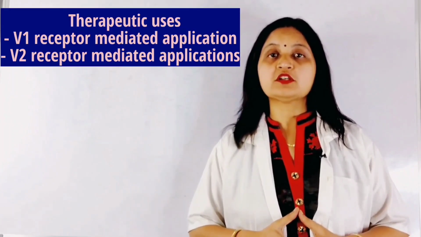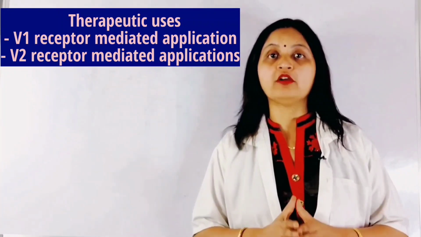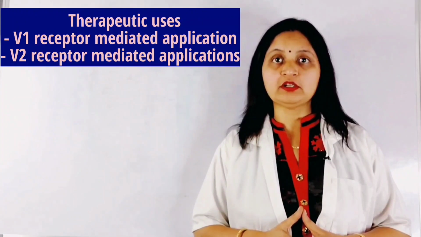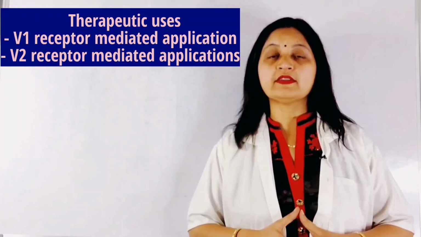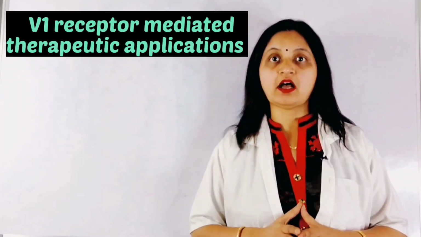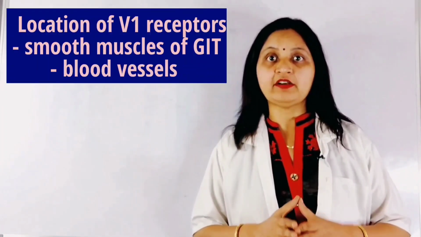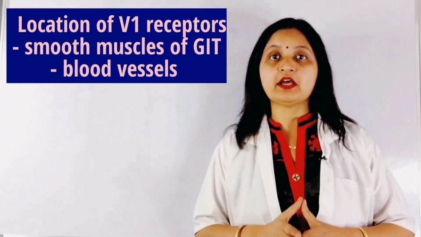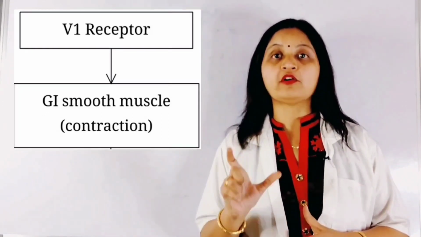The therapeutic uses of anti-diuretic peptides can be categorized according to the action on vasopressin receptors. The vasopressin receptors are divided into two types, the V1 receptor and V2 receptors. The V1 receptor mediated therapeutic applications are as follows. The V1 receptors are predominantly present in the smooth muscles of the GI tract and blood vessels. So, stimulation of V1 receptors of the smooth muscles of the GI tract and blood vessels causes contraction.